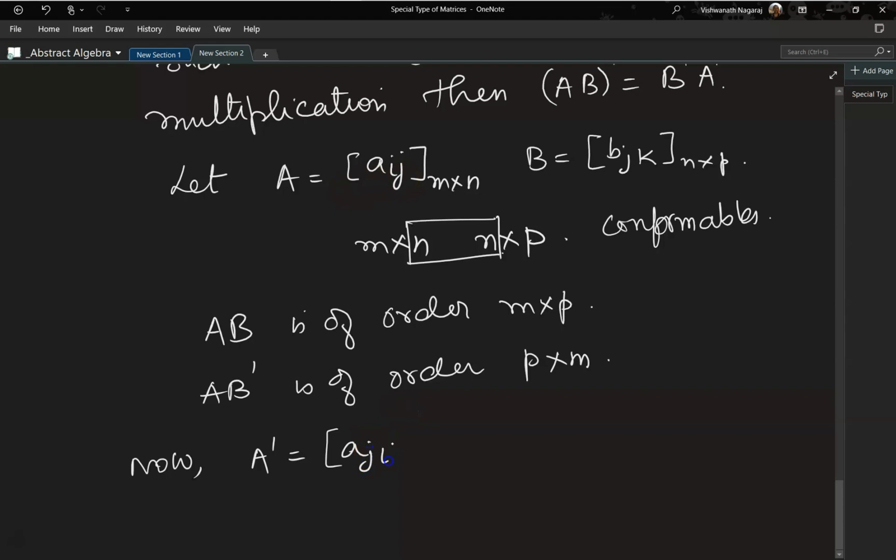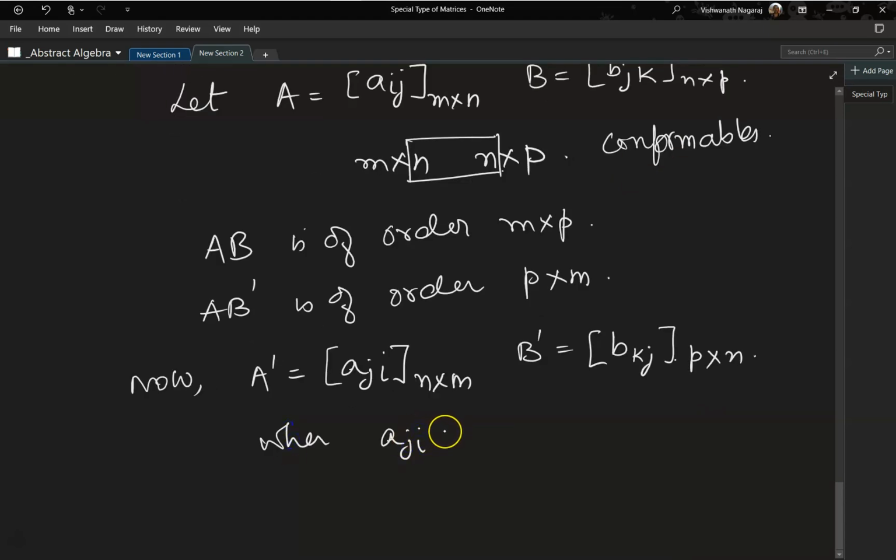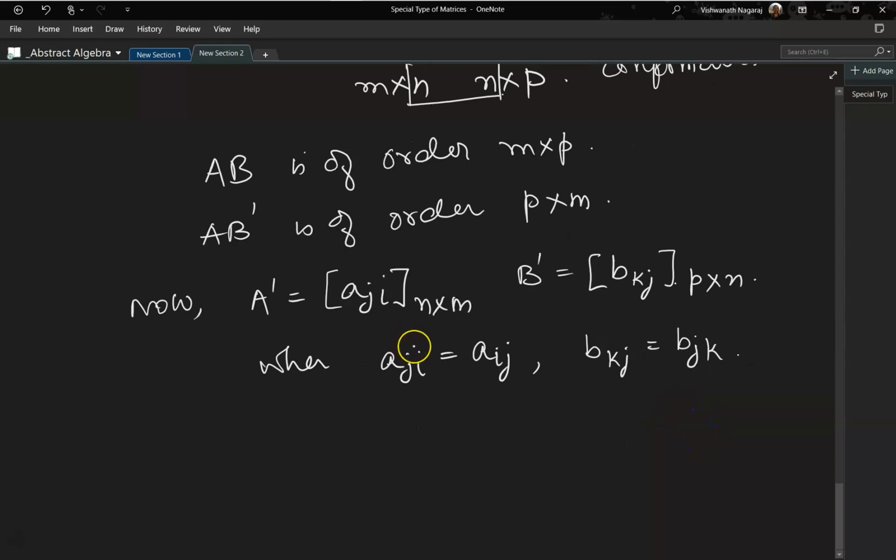So this is going to be Aji, of order n by m, and B' is going to be Bkj, which is p by n, where Aji is equal to Aij and Bkj is equal to Bjk. Actually, what I should do is note that these are from the prime matrix, the transpose matrix.